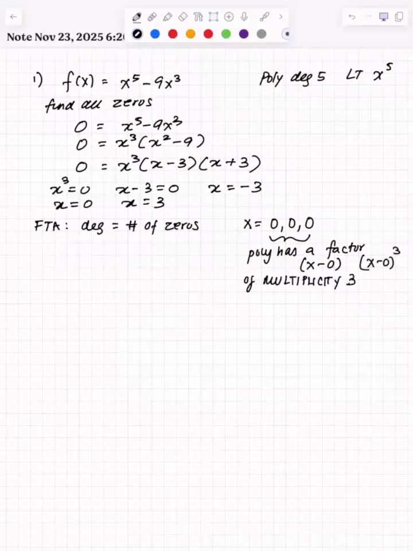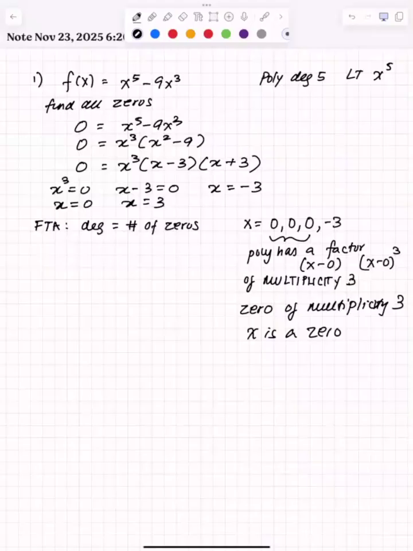That means the factor repeats 3 times, which is what we have: x minus 0 cubed, or x cubed. Or we also say we have a polynomial which has a 0 of multiplicity 3. So x is a 0 of multiplicity 3, which means it repeats 3 times. So our 3 zeros are 0, 0, 0. Then negative 3 is a 0, and plus 3 is a 0. We have the 5 zeros.